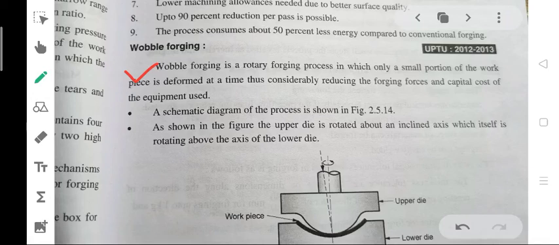A rotary forging process in which only a small portion of the workpiece is deformed at a time, thus considerably reducing the forging force or capital cost of the equipment used. Wobble forging is a rotary forging process in which only a small portion of the workpiece is deformed at a time, thus considerably reducing the forging force and the capital cost of the equipment used.